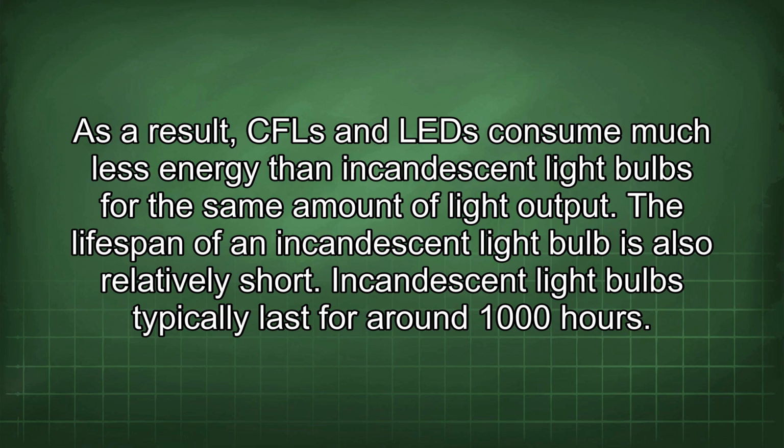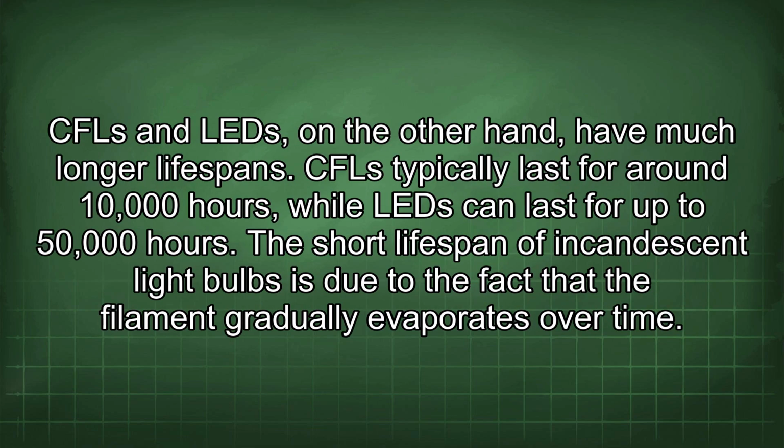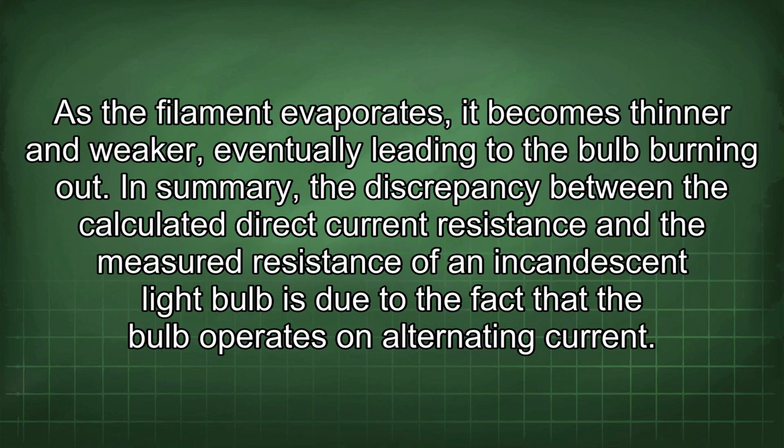The lifespan of an incandescent light bulb is also relatively short. Incandescent light bulbs typically last for around 1000 hours. CFLs and LEDs, on the other hand, have much longer lifespans. A CFL typically lasts for around 10,000 hours, while an LED can last for up to 50,000 hours. The short lifespan of incandescent light bulbs is due to the fact that the filament gradually evaporates over time. As the filament evaporates, it becomes thinner and weaker, eventually leading to the bulb burning out.